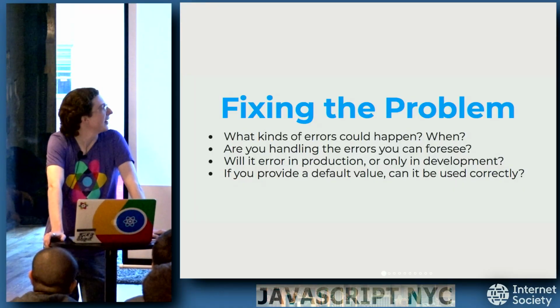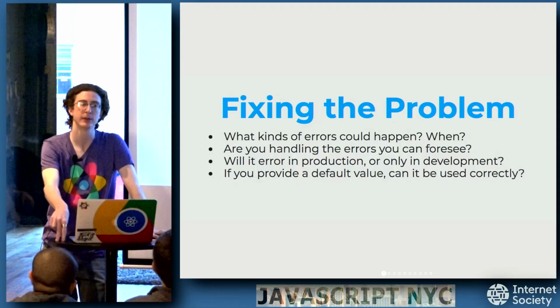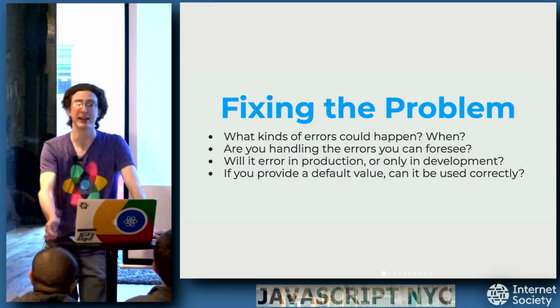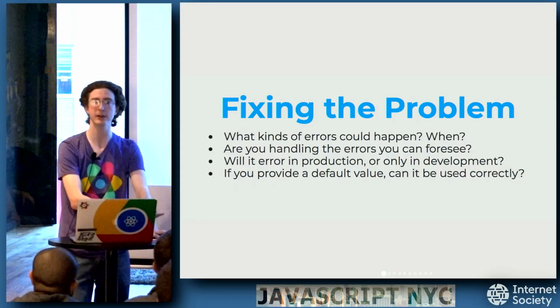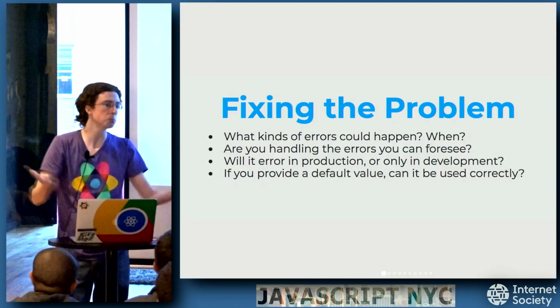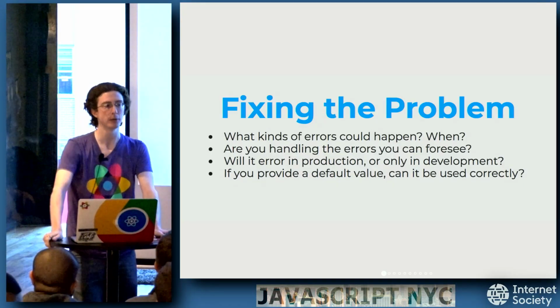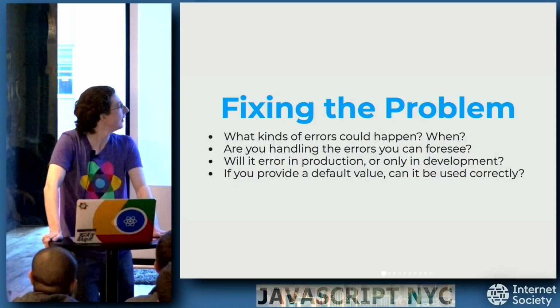We really need to ask ourselves these questions when we're writing code. What kind of errors could happen? Under what circumstances? Like if we're making an API request, might the document not be there? If not, we probably shouldn't provide a default value. We probably shouldn't even do that check, let alone provide a default value.